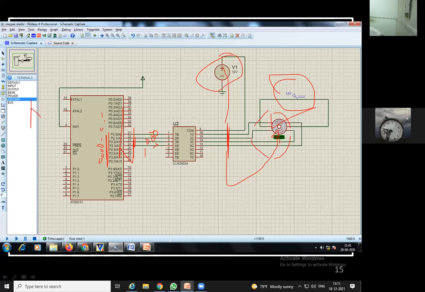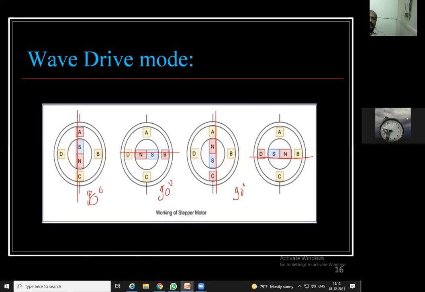So that's why the driver IC is required to drive the stepper motor. And which driver IC is going to be used? That is added over here, that is ULN2003A. Another is also there, but here we have used this one.